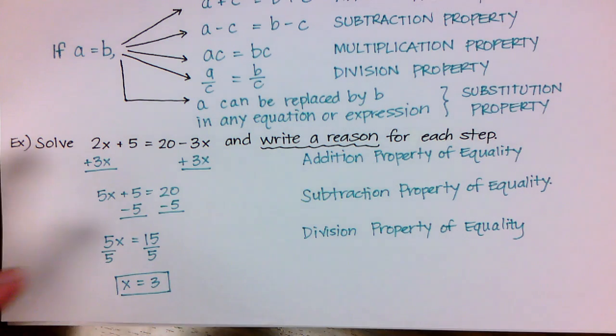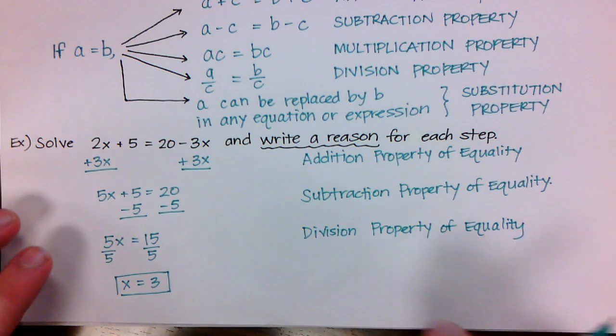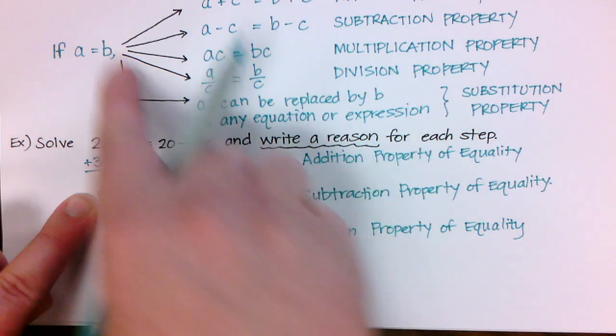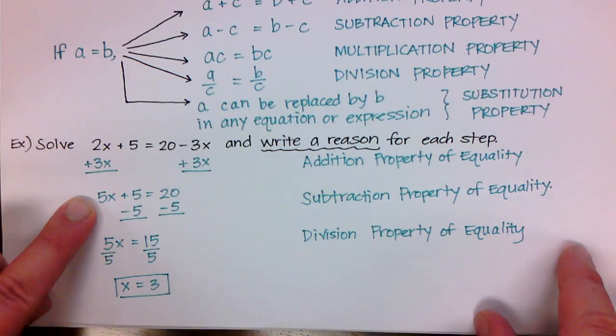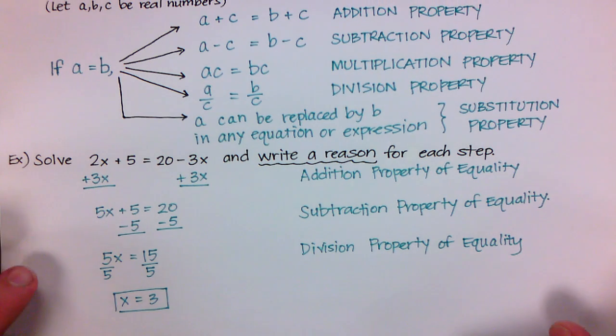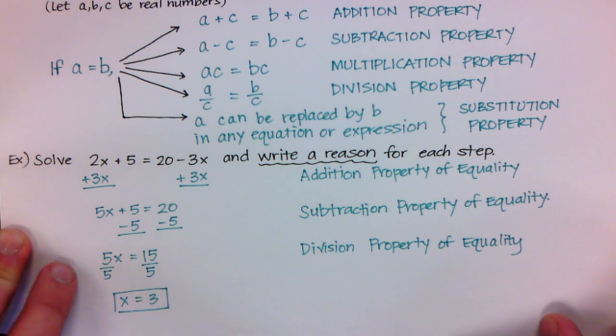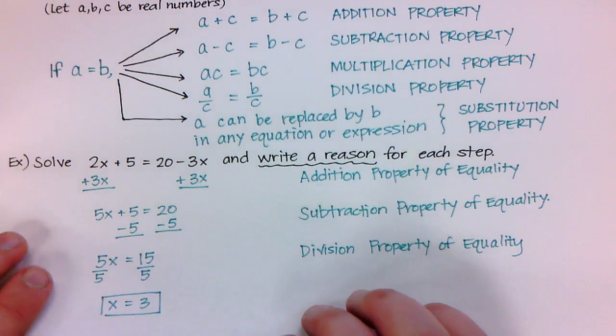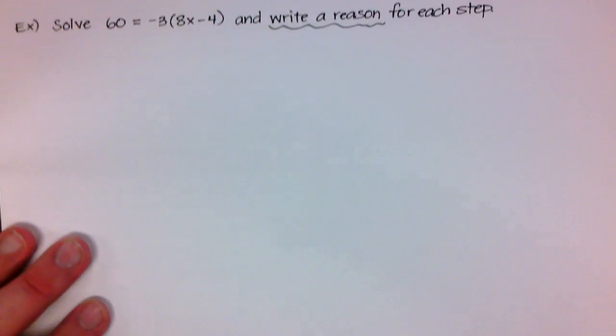So this is kind of that thought process of what we're going to be working on in this lesson, is being able to go back to those properties that we already know and be able to justify all of the steps for why it's okay to do what we're doing to solve an equation.